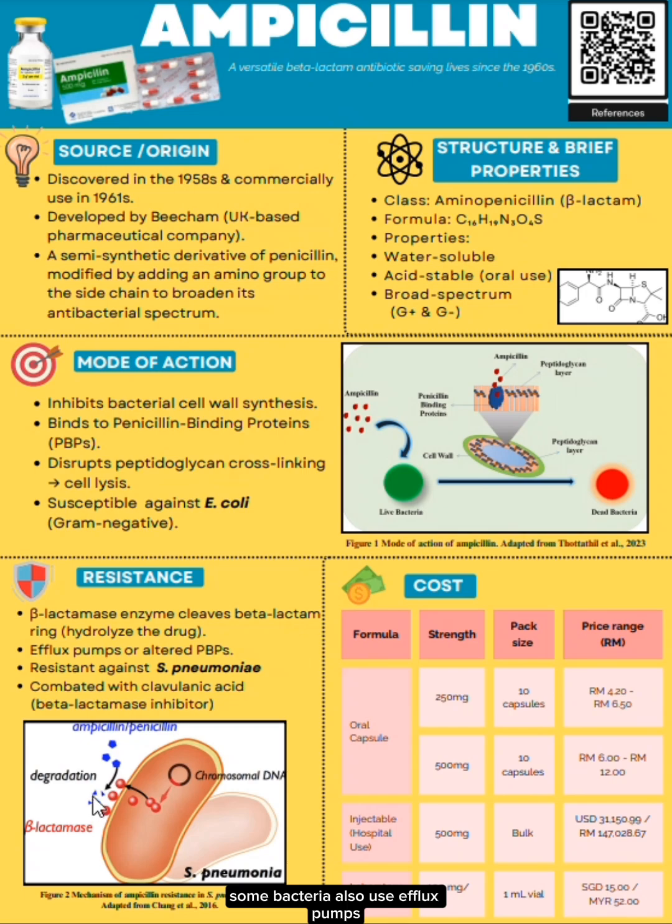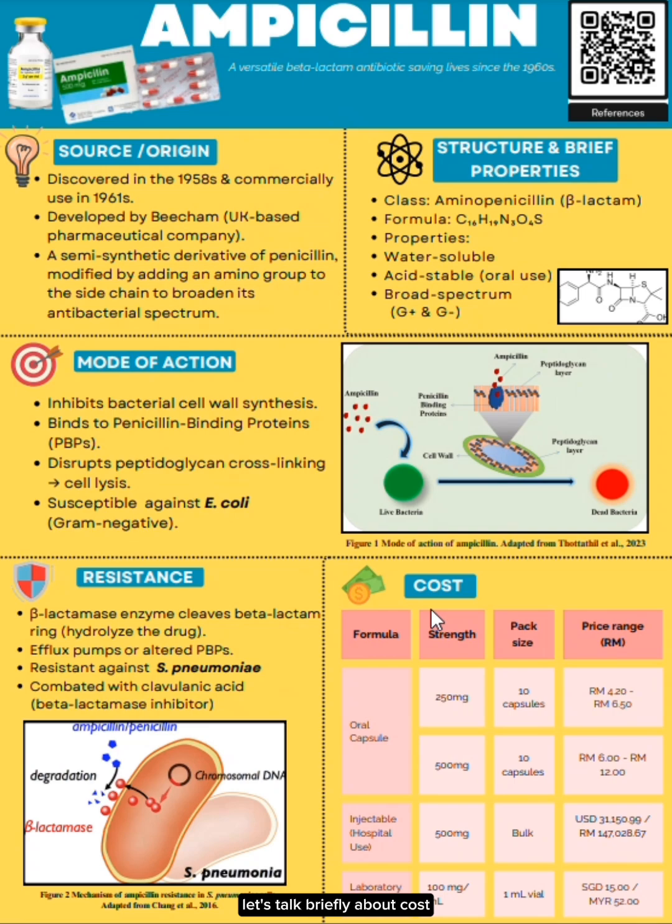Some bacteria also use efflux pumps, which simply push the antibiotic out of the cell, or they may change their PBPs, the proteins ampicillin normally binds to, so the antibiotic can't attach properly. An example of a resistant bacterium is Streptococcus pneumoniae, which is known to have altered PBPs that reduce ampicillin's effectiveness. To fight back against resistance, ampicillin is often combined with clavulanic acid, which blocks beta-lactamase and helps the drug work.